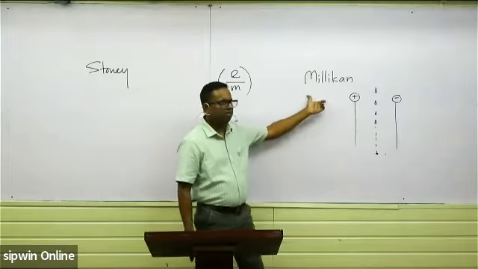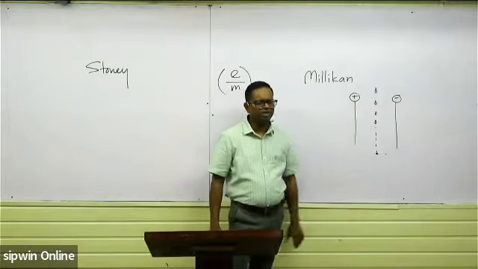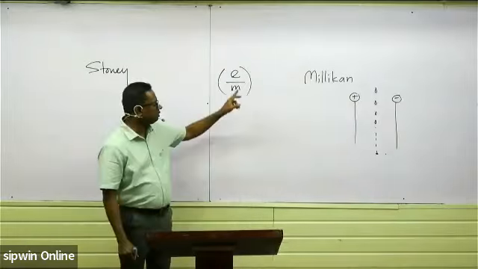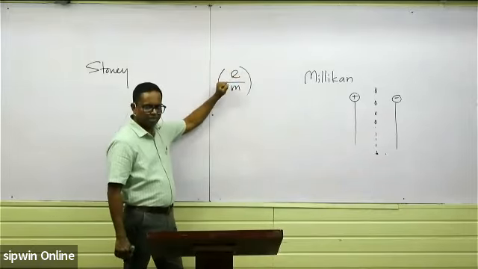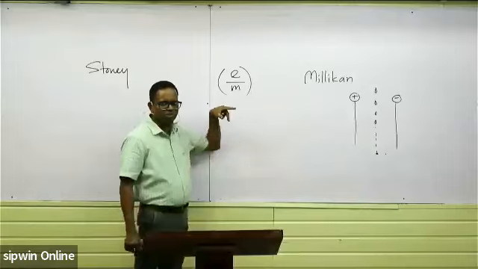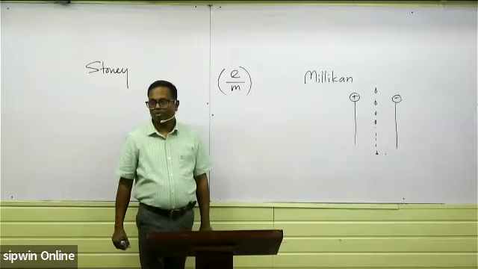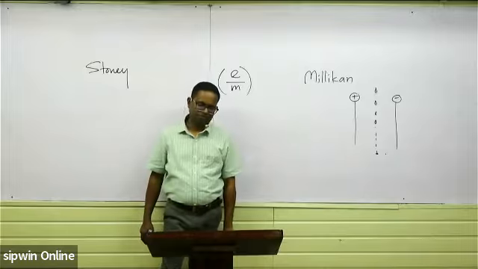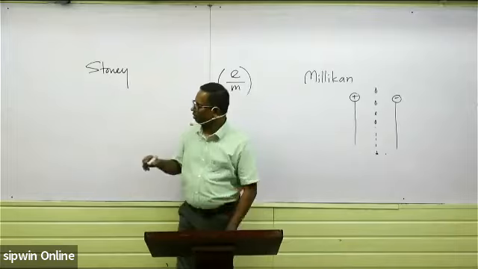Millikan was able to determine the charge of an electron. So the E divided by M value was known earlier, from Thomson. With the charge of the electron known, it was later possible to calculate the mass of an electron. Understand? Put an asterisk mark and write it down.